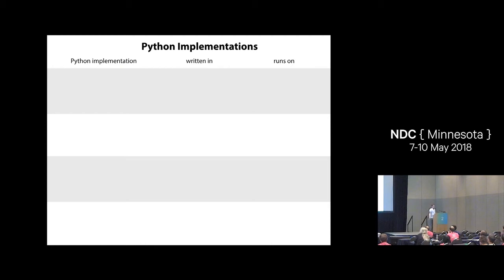There are a number of implementations of Python, typically only one of which you need to be aware of, but it's worth knowing about these other things. One is CPython. If somebody says Python, they probably mean CPython. It's the canonical implementation. It's written in C, and it is the one that if you go to python.org, that's what you get. If you install it through your package manager, it's what you're going to get.